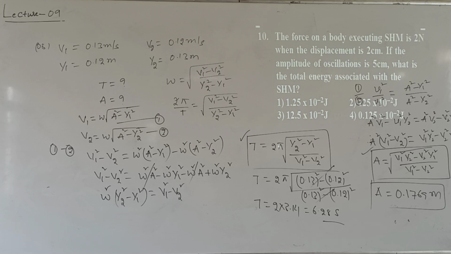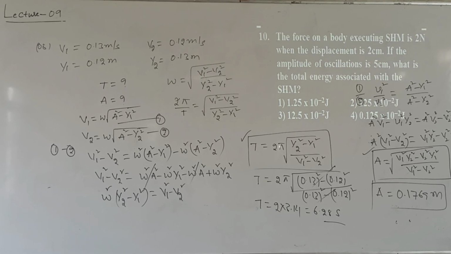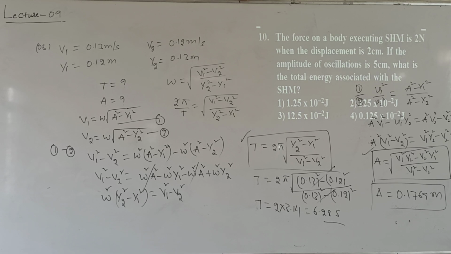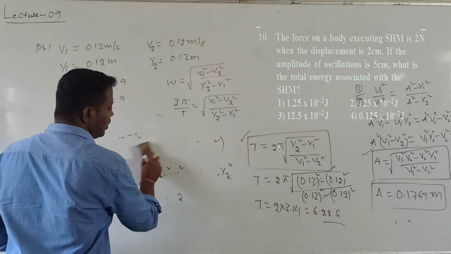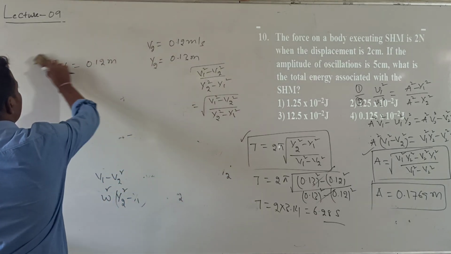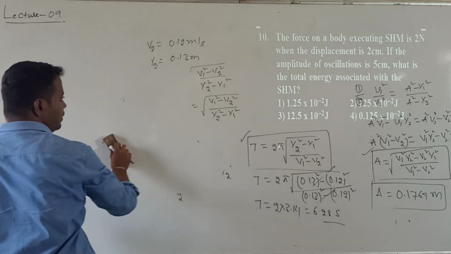When displacement is 2 centimeters. So what is the displacement value? It is 2 centimeters. Now, if the amplitude of oscillation is 5 centimeters, what is the total energy associated with the SHM? Question: what do we want to calculate? Total energy value we want to calculate.